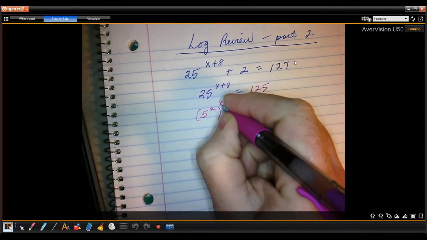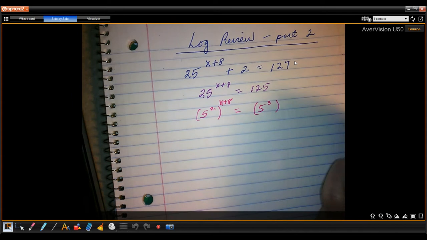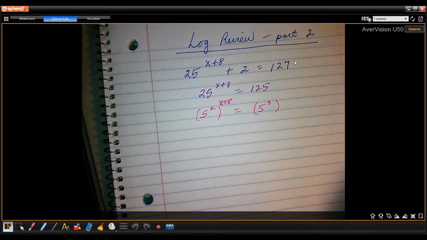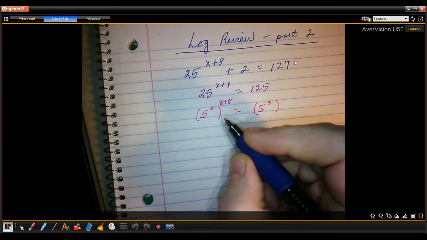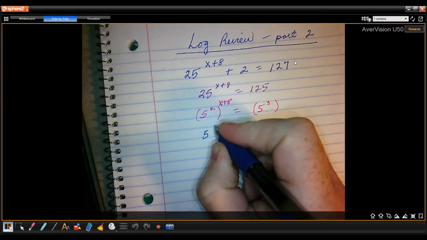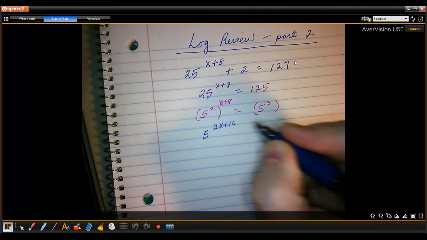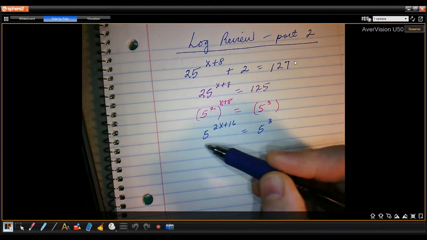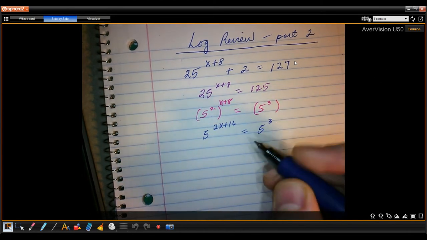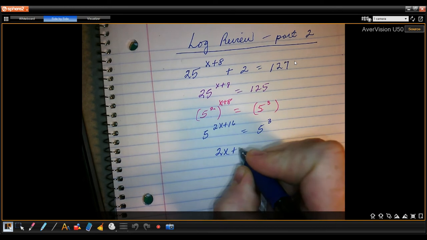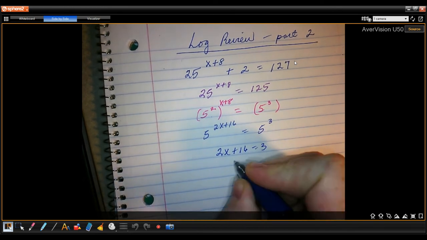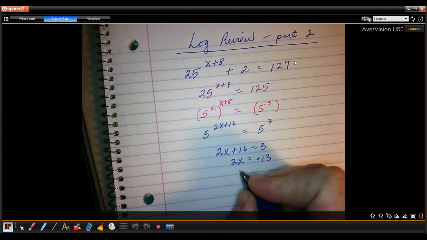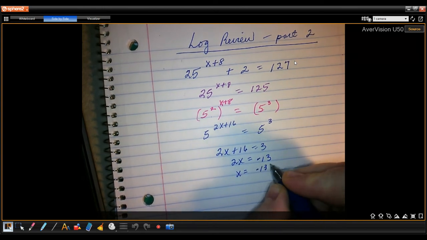So I'm going to put this x plus 8 back here, like that. So 5 squared is 25, 5 cubed, 125. Now they have the same base. So now you can solve without a calculator. So this is the same thing as 5 to the 2x plus 16 equals 5 cubed. And here again, if the bases are the same, set the exponents equal. So 2x plus 16 equals 3. 2x equals what? Negative 13. So x equals negative 13 halves.